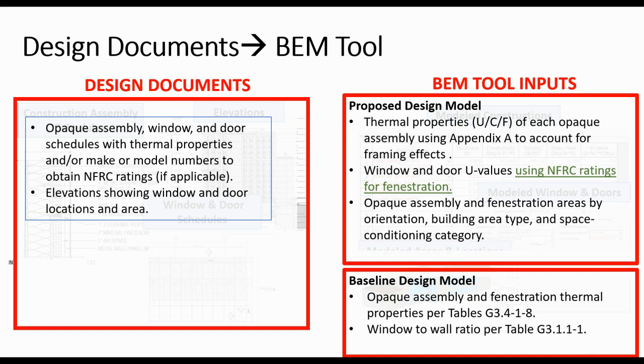So for the baseline, you need to take that information from the proposed design and from the design documents, and you need to determine the opaque assembly and fenestration thermal properties to model per the rules of 90.1. Same with the window to wall ratio to model in the baseline. For Appendix G, it's often not the same as the proposed design, and that needs to be determined using the rules of 90.1.